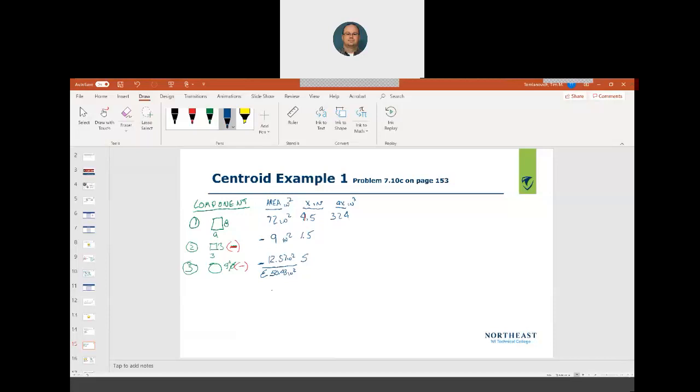So now we take 9 times 1.5. Remember that 9 is negative, so that's a negative 13.5. Then we take 12.57 negative times 5. That's a negative 62.85. Now I want to add those up. 324 minus 13.5 minus 62.85, so that's 247.65.